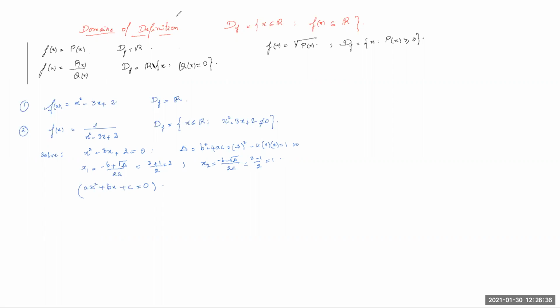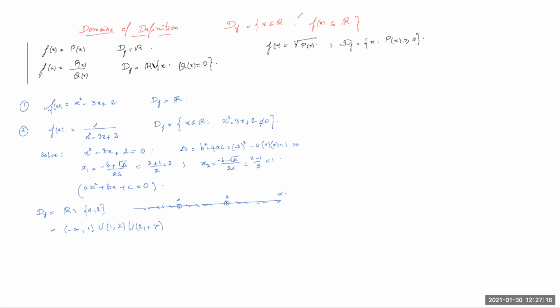So I will say my domain, let's suppose I have a line here, I have to eliminate 1 and 2 and consider all the remaining values. So you have two ways to express this. Either you use Df equals R minus those two values, 1 and 2, or interval notation: minus infinity to 1, union 1 to 2, and union 2 to plus infinity.